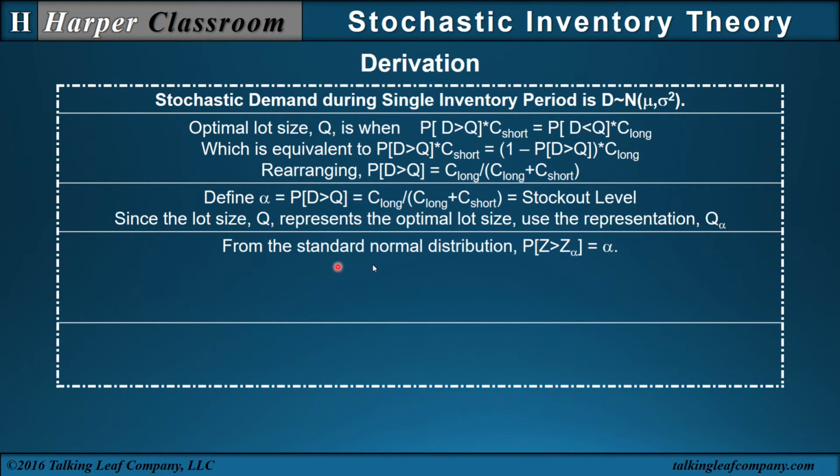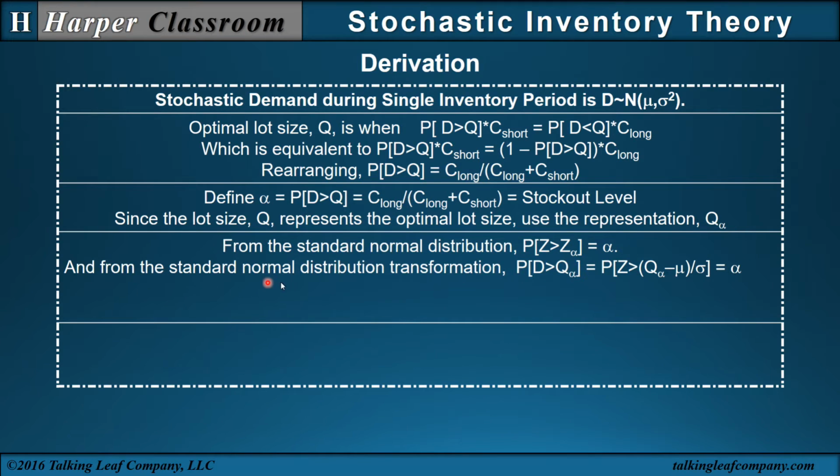Now from the standard normal distribution, we have the probability of Z, the standard normal random variable, greater than Z of alpha, the standard normal random variate, equals alpha. And this was given in part 1. Also from the standard normal distribution, from the transformation, we can transform the random variable D to the Z by subtracting the mean and dividing by the standard deviation. This was also given in part 1.